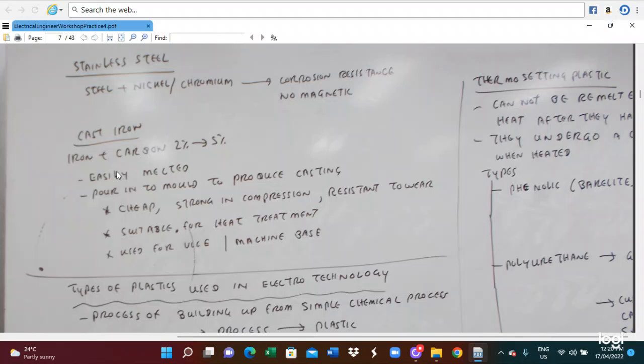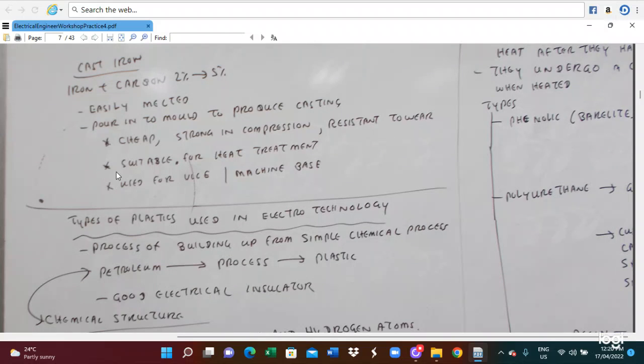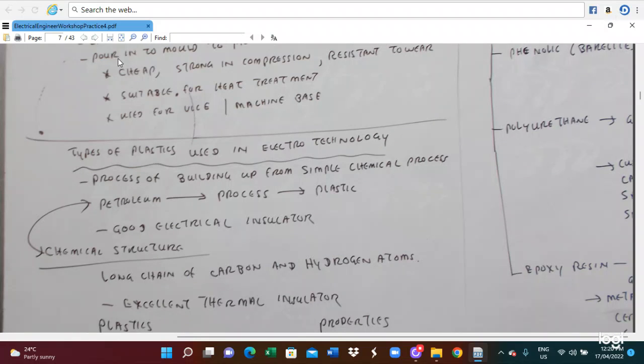Cast iron is an iron and carbon compound, with carbon 2 to 5%. It is easily melted and easy to mold to produce castings, and it is cheap and strong in compression, and resistant to wear. It is suitable for heat treatment and is used for machine bases.